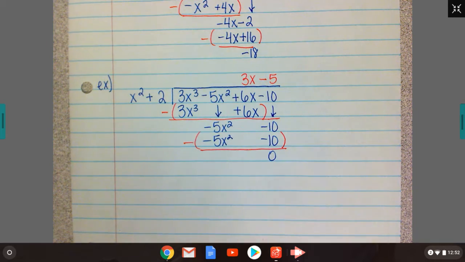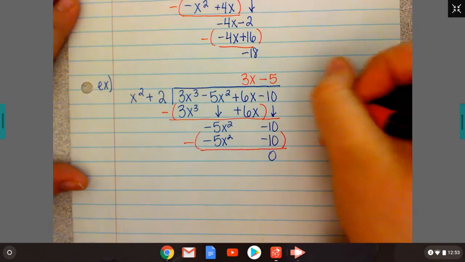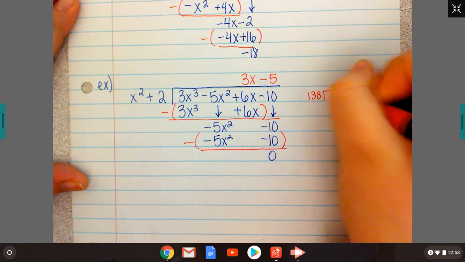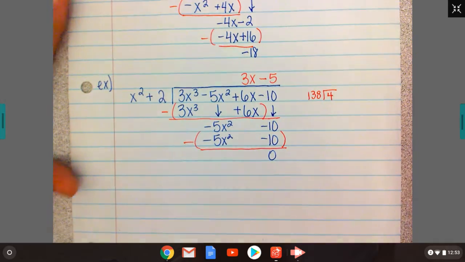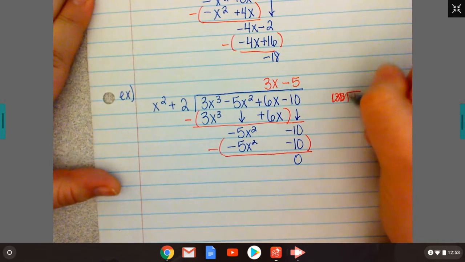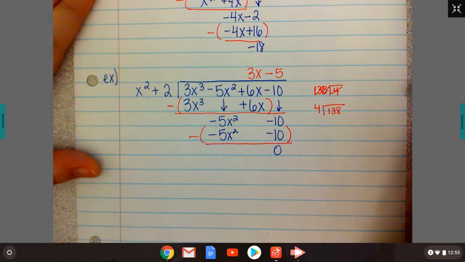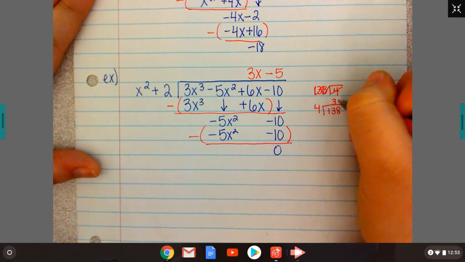So in this case, I want to refer back to the problem that we did a while ago too. At the beginning of these notes, we did 138 goes into 4. Oh my gosh, I'm sorry. I wrote them backwards. How ridiculous. How about 4 goes into 138? And we ended up getting something that looked like this.